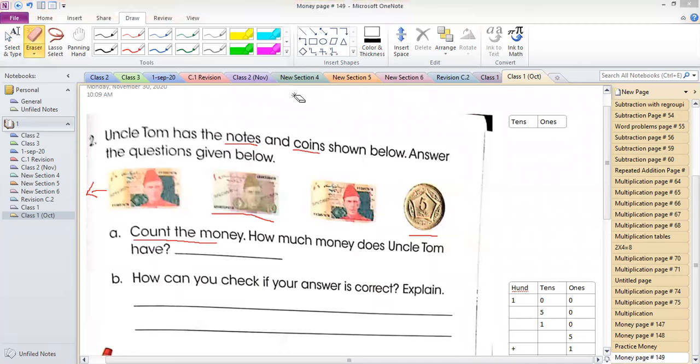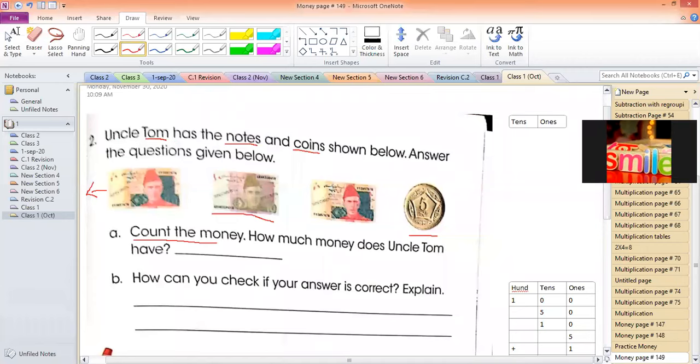So let's start, guys, with what the question is saying. Question number 2, on page number 149: Uncle Tom has the notes and the coins shown below. Answer the questions given below. So this is the information given by the question, that Uncle Tom has some currency notes and some coins. These are given below. That means these currency notes and coins belong to Uncle Tom. Now you have to count the money. How much money does Uncle Tom have?